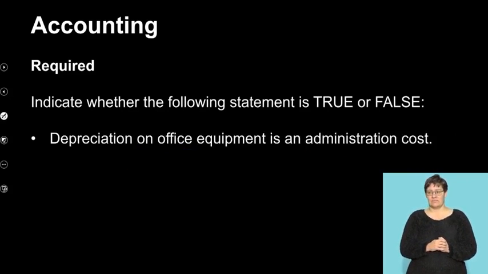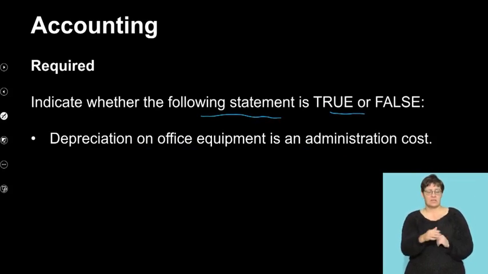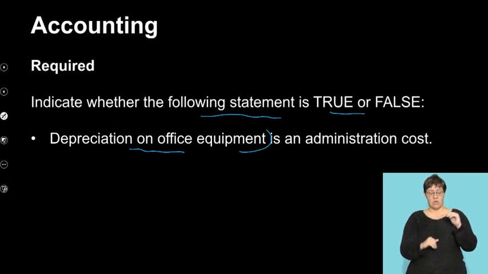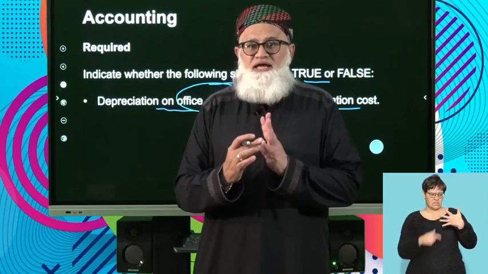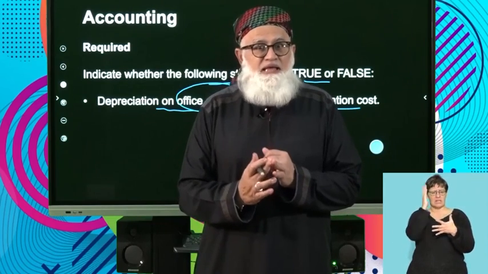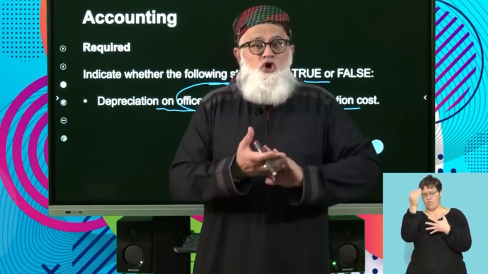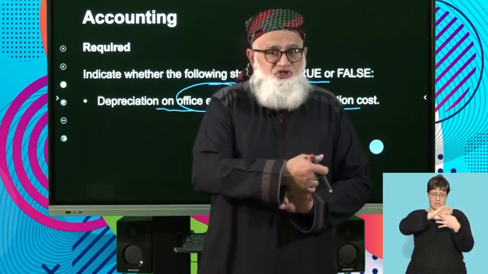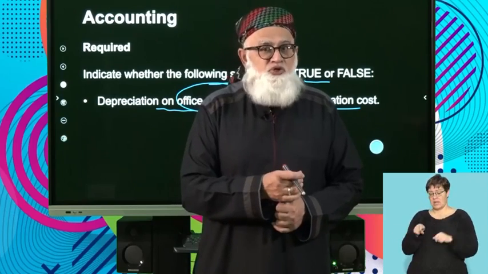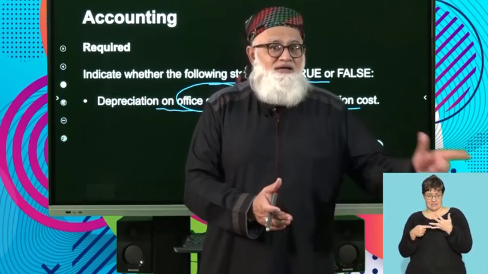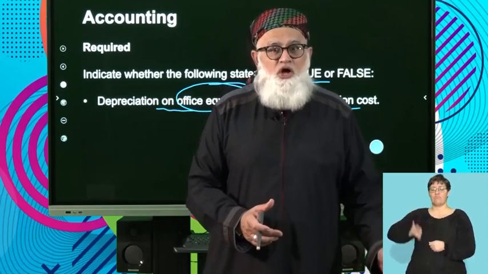The next one we have here, indicate whether the following statement is true or false. Depreciation on office equipment is an administration cost. Think about your 5 cost accounts, right? You got direct material, direct labor, factory overheads. Those deal with production. Then you got your selling and distribution and your admin cost. Those deal with the profit and loss.